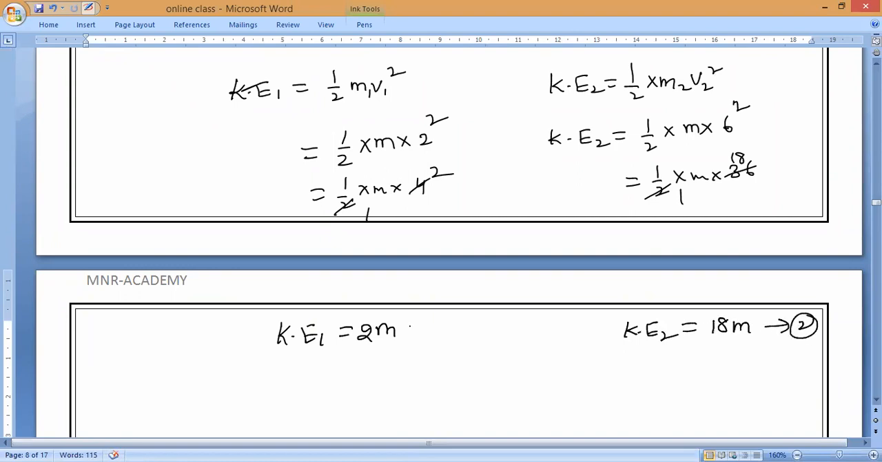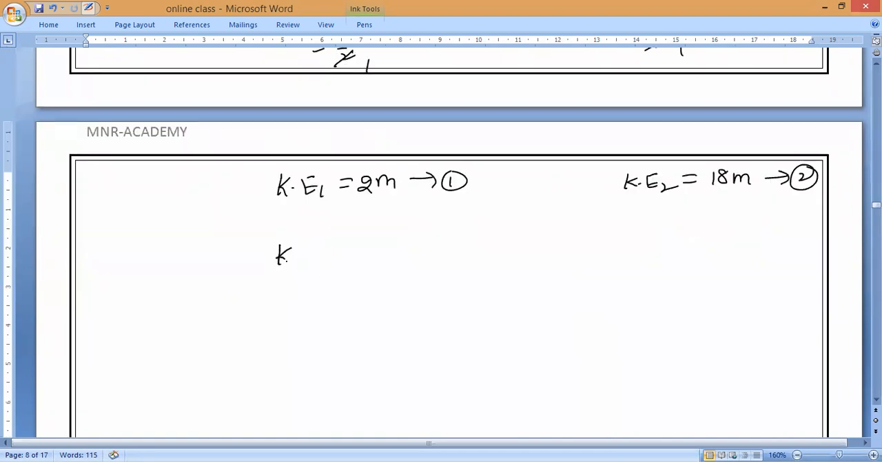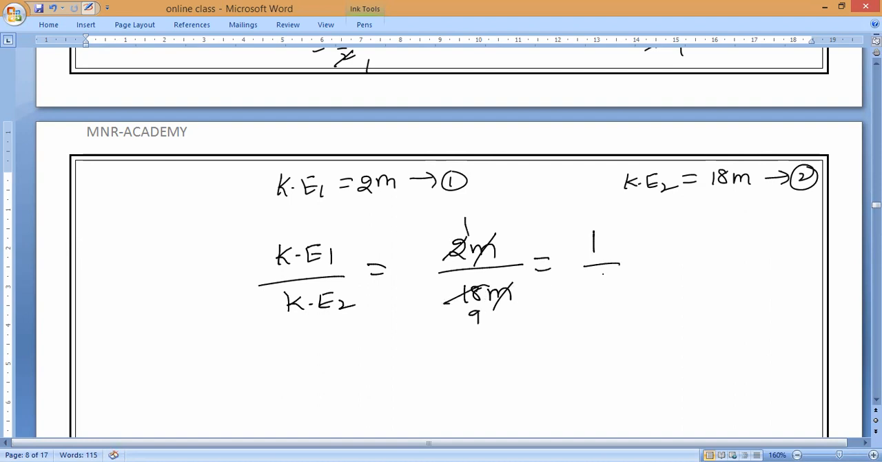Understand? This is the ratio. Now we want to find the ratio, so KE1 by KE2 is equal to 2M divided by 18M. M and M will get cancelled, so 2 ones are 2, 2 nines are 18. Which is equal to 1:9. Aswita, your answer is somewhere wrong.